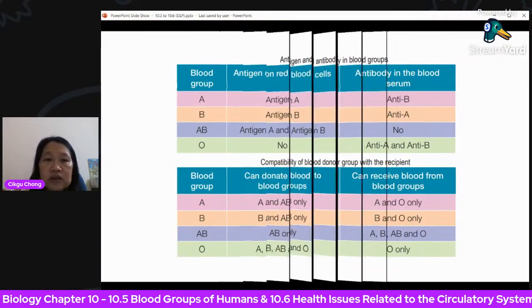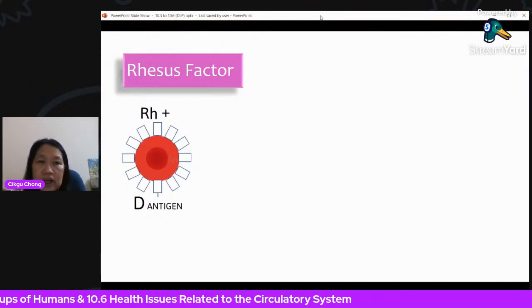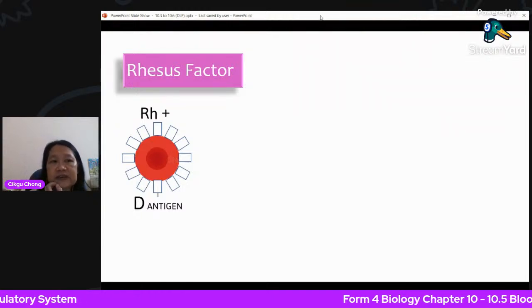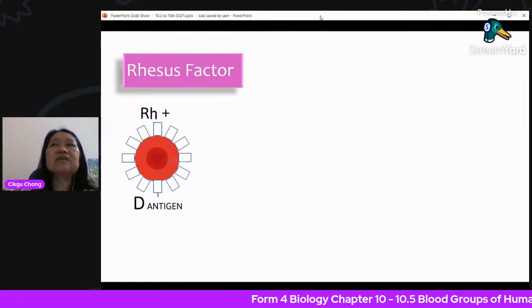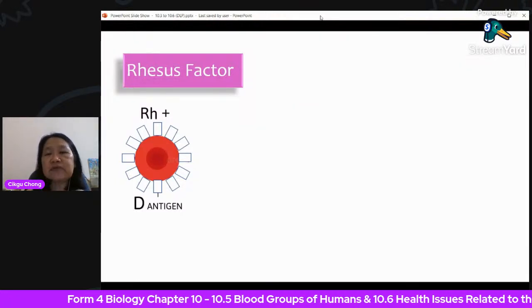Now next, let's go on to another factor. This one you didn't learn in Form 3, because it's a bit more complicated, but nevertheless, it has the same principle. Right, Rhesus factor. Rhesus is actually another type of antigen. We call it antigen D, D for donkey.